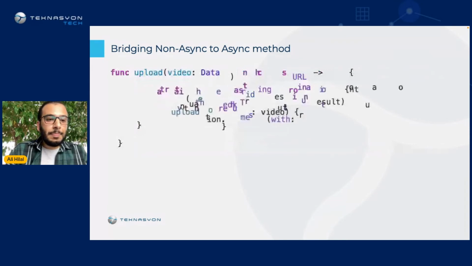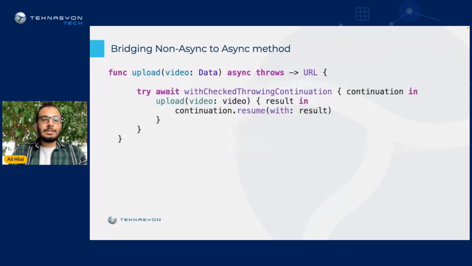So here's the asynchronous version of the upload video method that was written with a completion handler. This pattern comes up all the time, and it has a name, a continuation. A continuation provides a powerful way to manually take control over the execution of an asynchronous function. Let's see how continuation can help us write our asynchronous alternative.